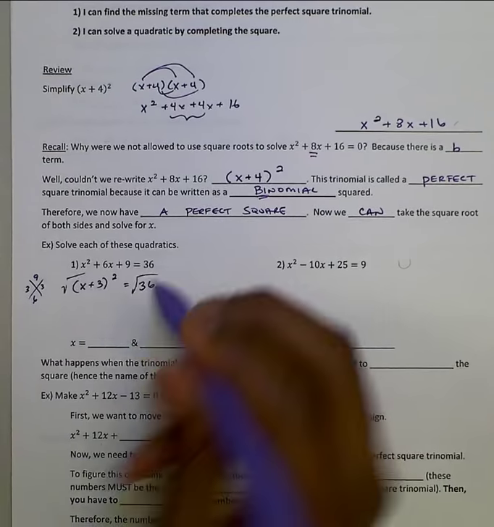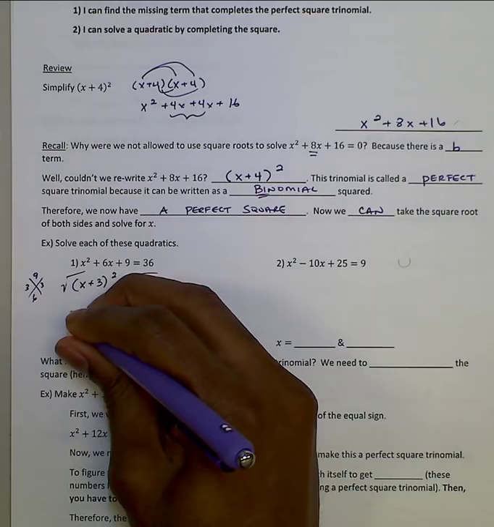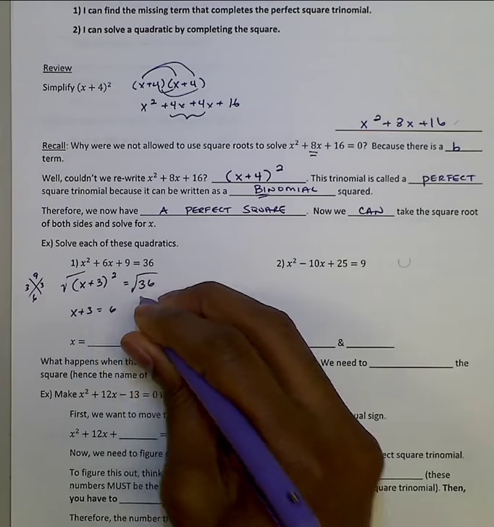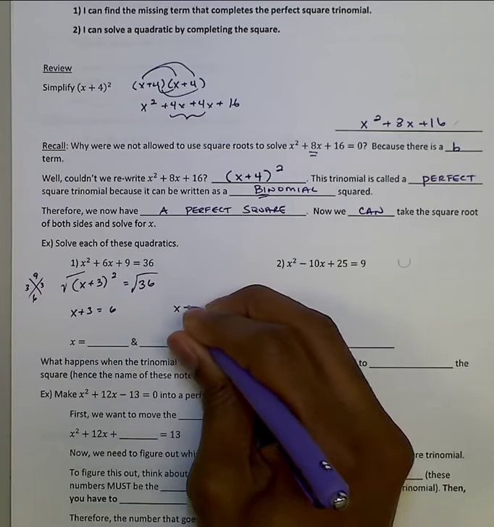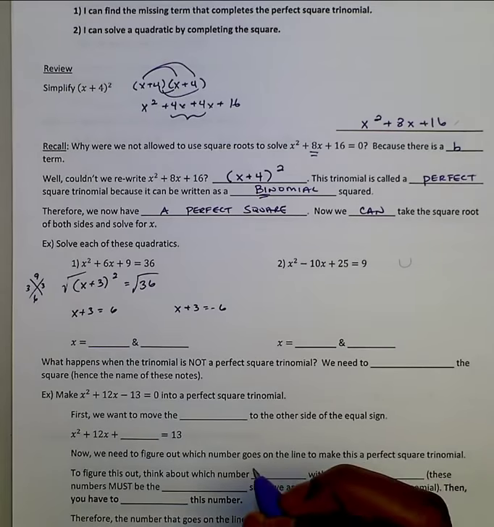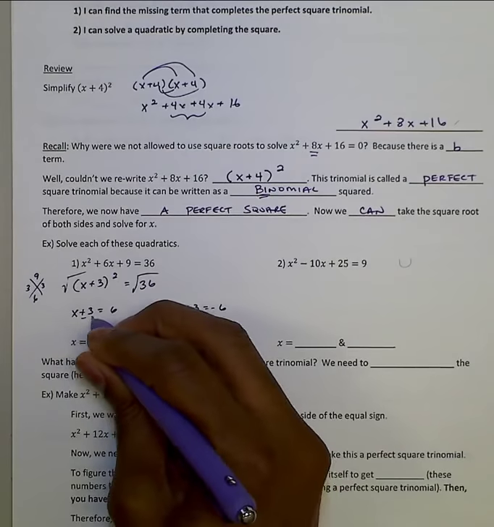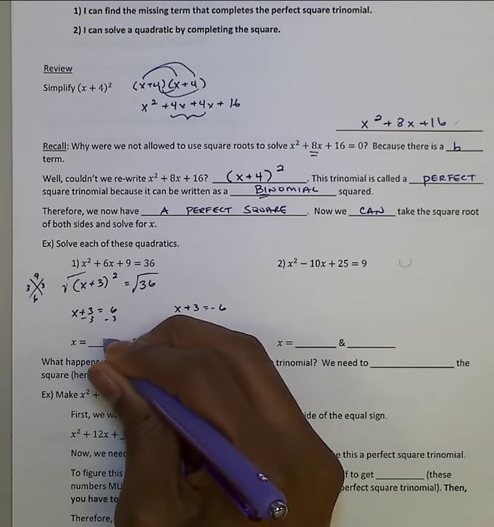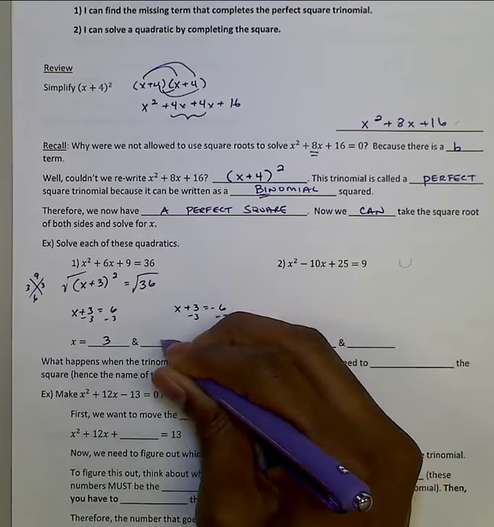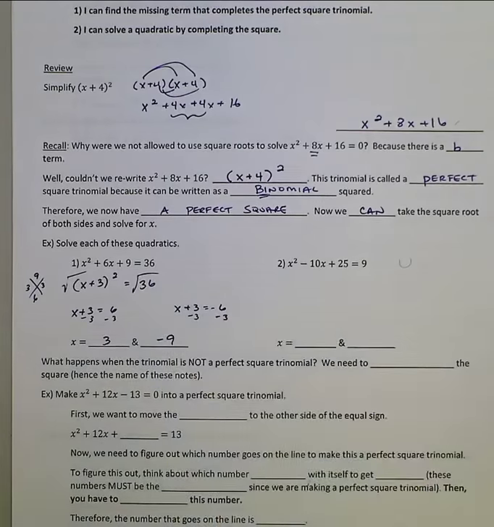Okay. Remember that we have to take both the positive root and the negative root, and then we solve both of these equations. So we have x minus 3, which is 3, and then negative 6 minus 3, which is negative 9. So here are two solutions. Okay.